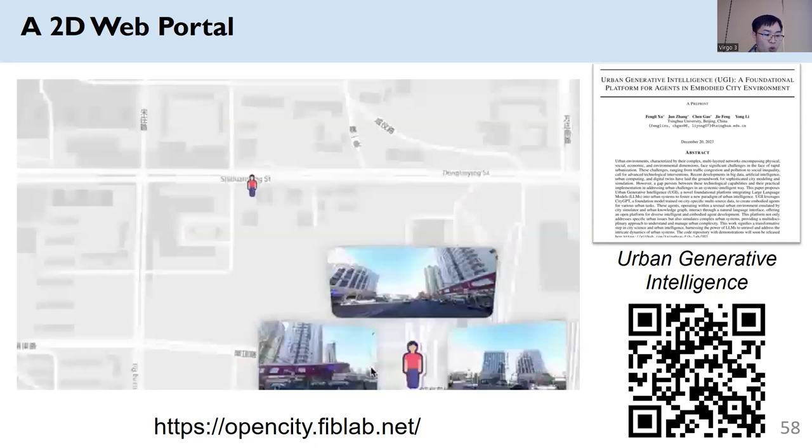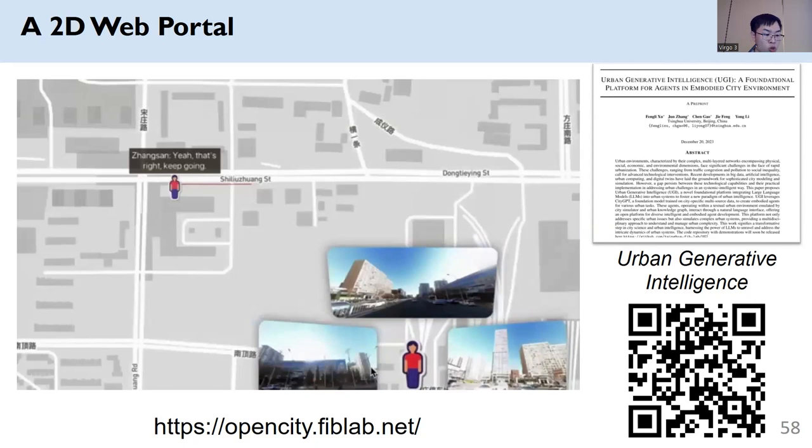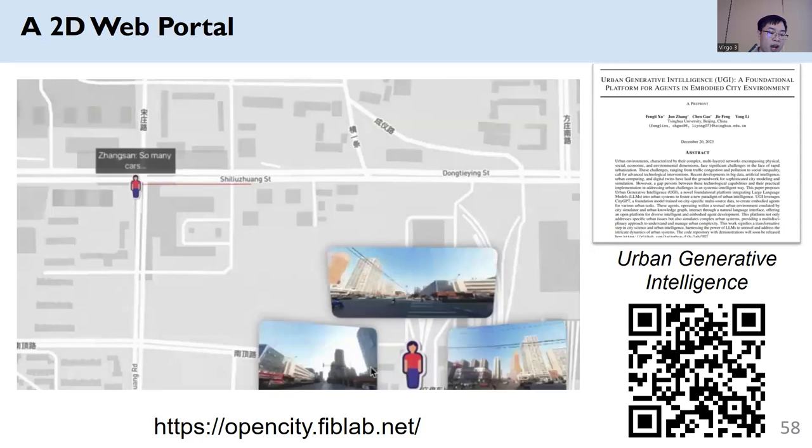I also have a small video here showing what the web portal looks like right now. It provides visual feedback for these agents as they reason about what they see and what they find nearby, and make a decision. They can go to new places, see new images and find new places nearby. In this way we can ground these LLM agents in the virtual city space, which is a digital twin of the real city.